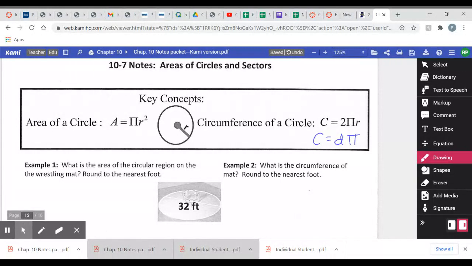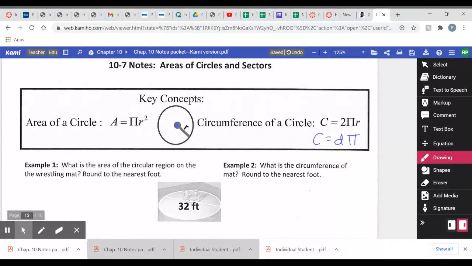Again, the radius goes from the center of the circle out to the edge of the circle, which you can see in this picture right here, where I'm highlighting the center. You can't see the diameter in this picture, but we'll see some in future pictures. The diameter goes all the way across the circle through the center, with both endpoints on the circle, and it is 2 times the radius.